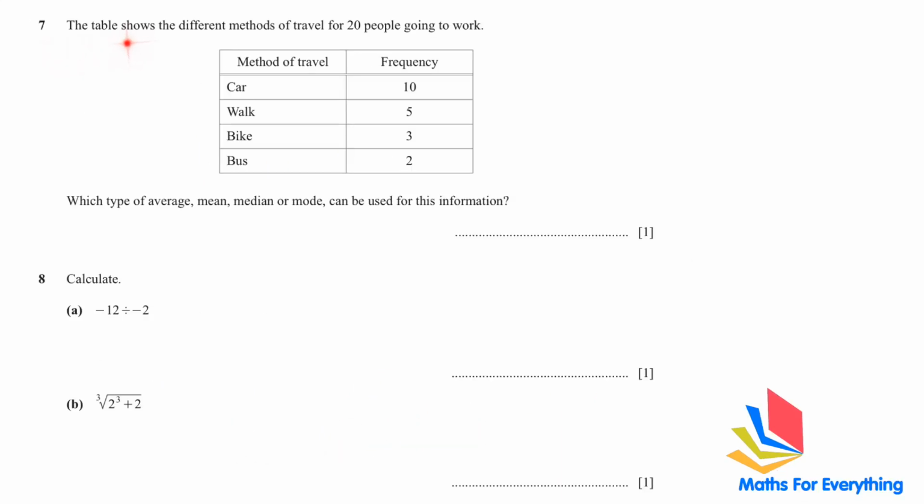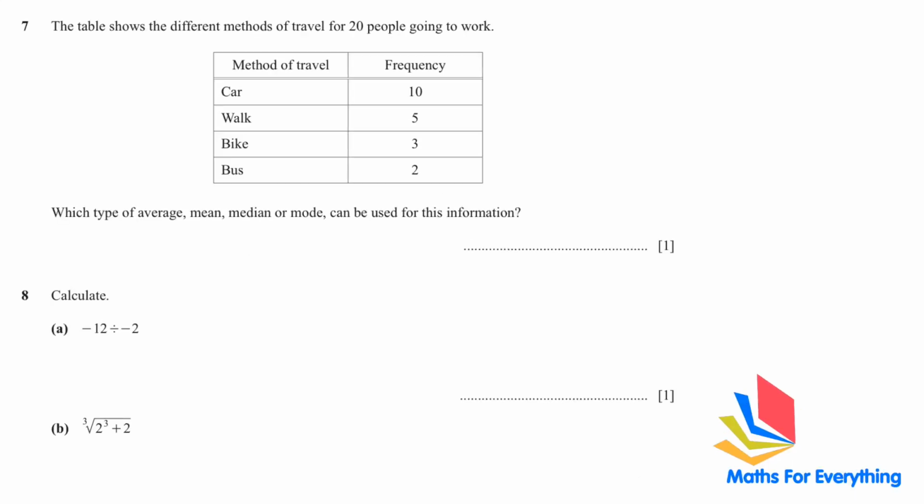Question number 7. The table shows the different methods of travel for 20 people going to work. So this is the method of travel and the frequency has been given to us. Which type of average, mean, median or mode can be used for this information? I hope you know how to find mean, median and mode. For this sort of data, where category has been given to us like car, walk, bike and bus, the best average that can be used is mode.